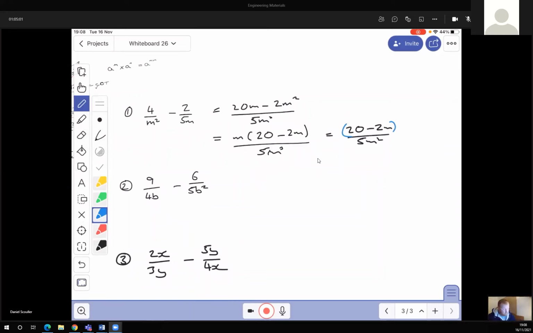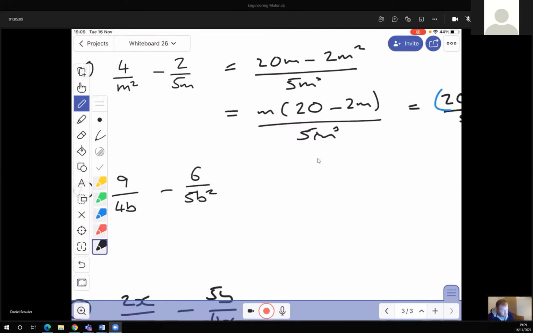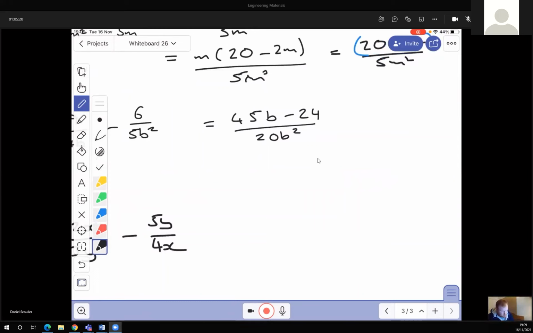Second, very similar in respect to taking out the common factor. I won't go through every step for the second one, but you're going to get 45b minus 24 over 20b squared. Quite a messy one. Likewise, bottom one there. Can't simplify that any further. That's as simple as it goes.